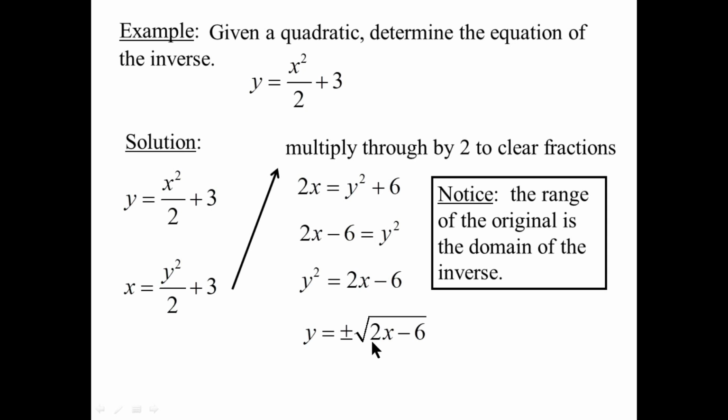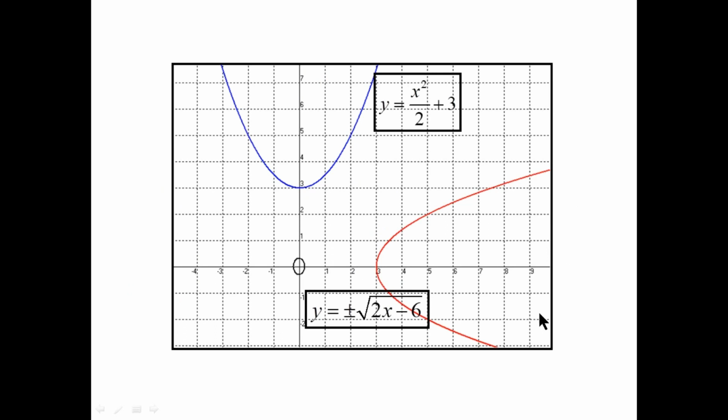This is the kind of thing you might notice. The range of the original is the same as the domain of the inverse function. The graphs of both original and inverse. Here we see y greater than 3 on the original. Here we see x greater than 3 on the inverse. I graphed them both using graphing software. And we can see that they are reflections about the line y equals x.